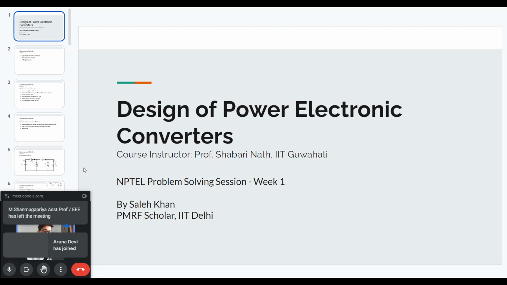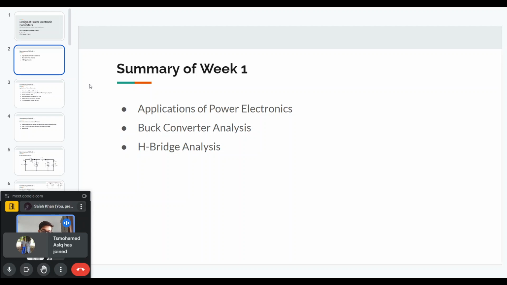So in these sessions, we will basically summarize what is being taught during the week, and we will solve some problems which will be similar to the assignment problems, but not exactly the same. You will get the assignment solutions in the next week after the assignment deadline is over. So in the first week, the topics that were covered are: the first lecture basically talked about some applications of power electronics, and then two converters were analyzed in this week, the buck converter and a simple H-bridge converter.